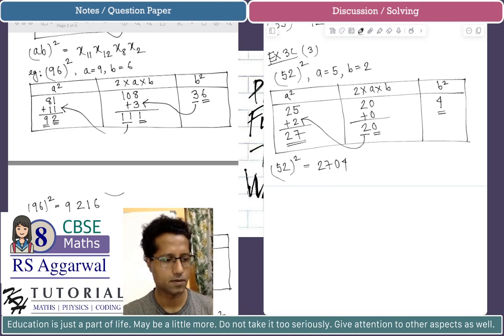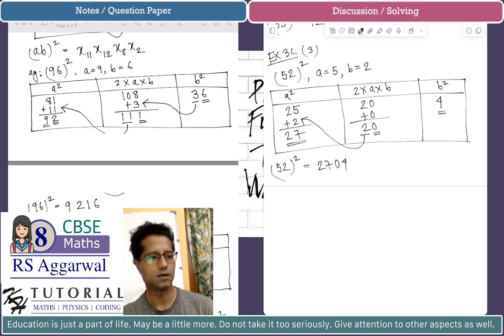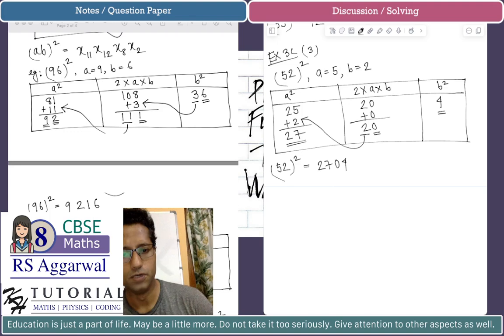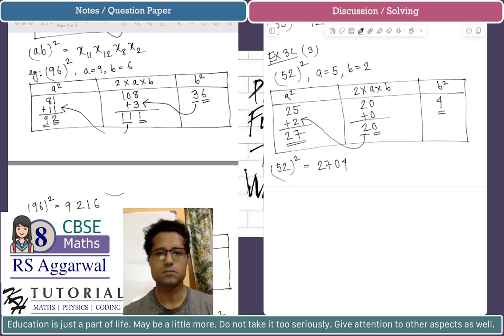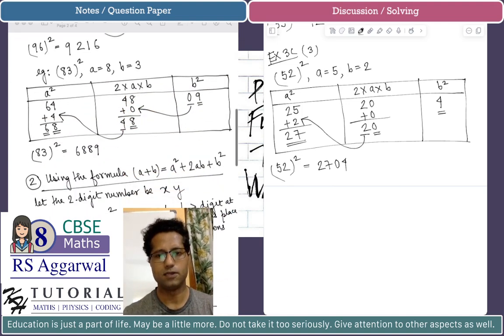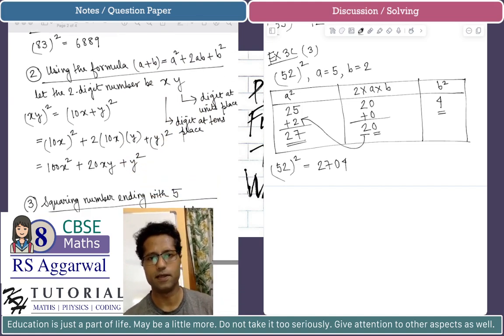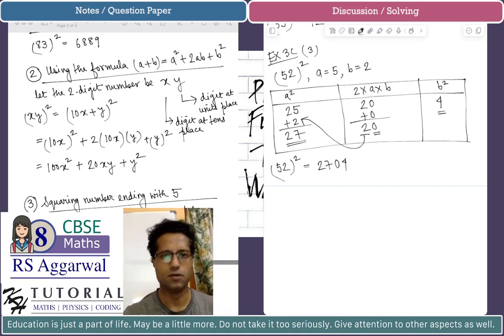Let me quickly check if this is correct or not. Yes, this is correct. Okay. So I hope you understood the column method for squaring a two-digit number. Okay. Now let's understand the second method of squaring a two-digit number using the formula a plus b. Sorry, in the notes it should be a plus b whole square.